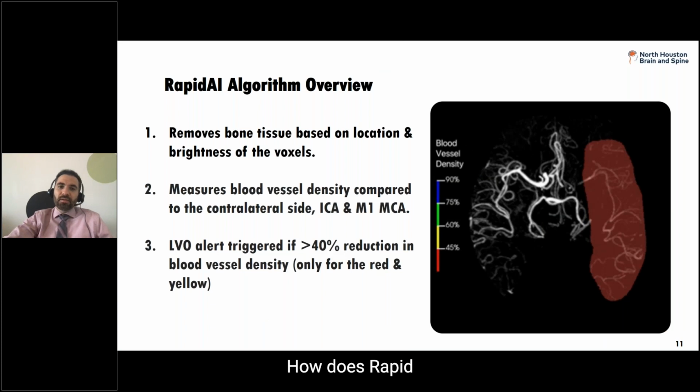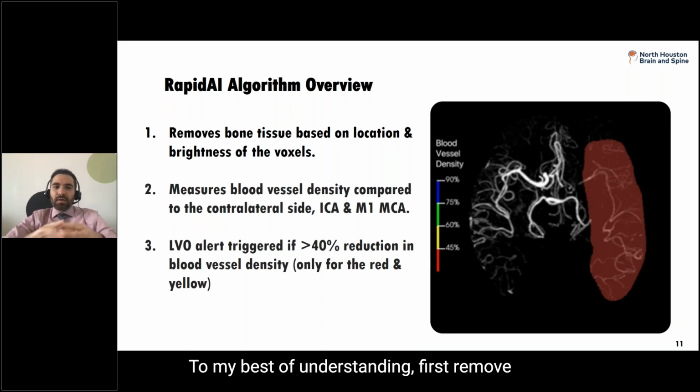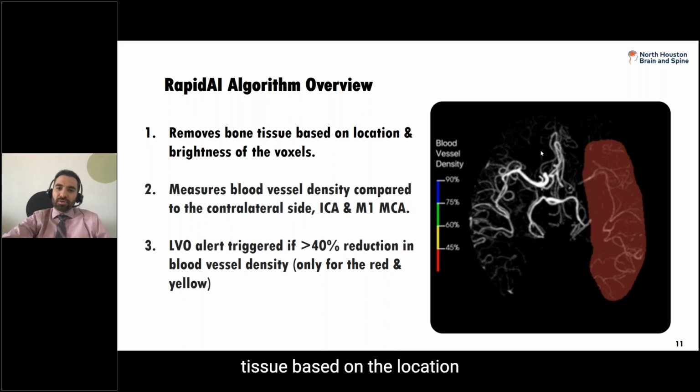How does the Rapid algorithm work? To the best of my understanding, it first removes the bone tissue based on the location and brightness of the voxels. Then it measures the blood vessel density compared to the contralateral side. The ELVO alert will be triggered if there is a 40% or more reduction in the blood vessel density, which is what you can see here in red and yellow.